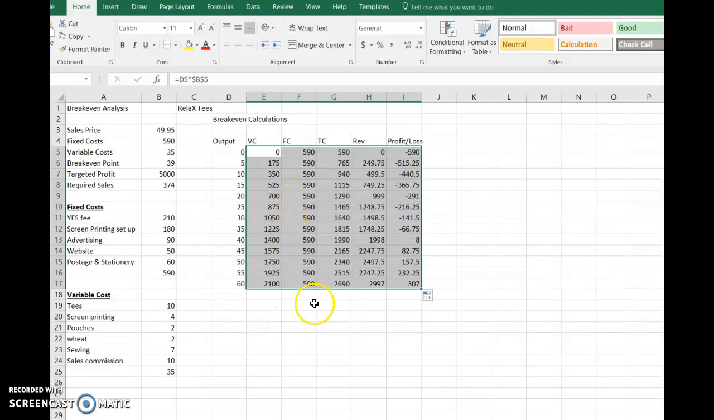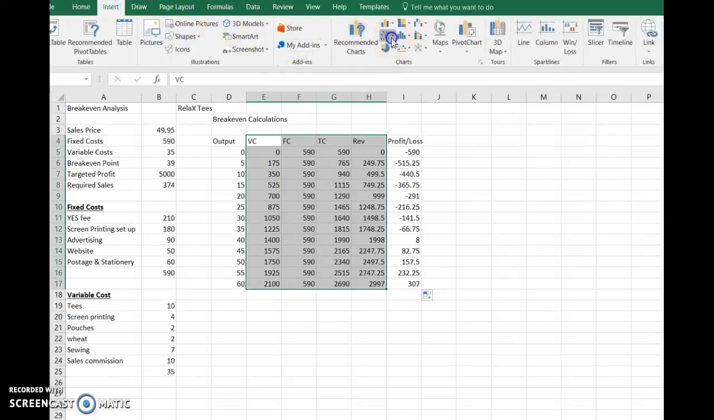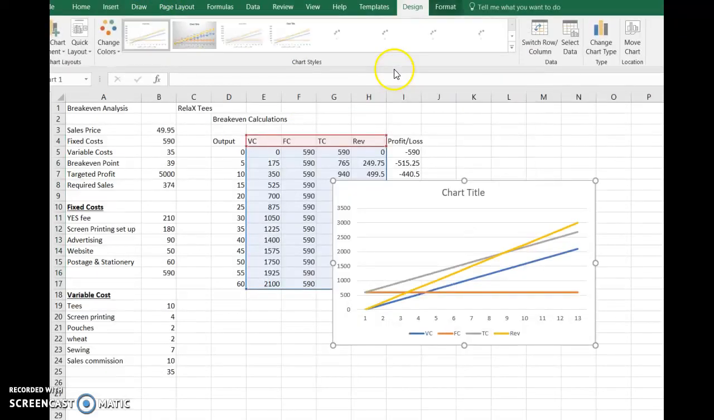So the next thing we're going to do is we're going to graph it. So highlight from variable costs down to revenue. We don't need the profit line at this stage. Insert, and we're going to insert a line graph. Cool. There's our break-even graph. Although we need to tidy a few things up. First thing we need to tidy up is this x-axis. It's not 1 to 13, it should be 0 to 60.